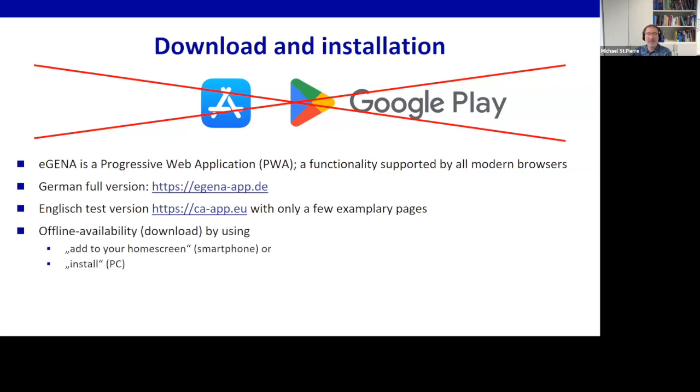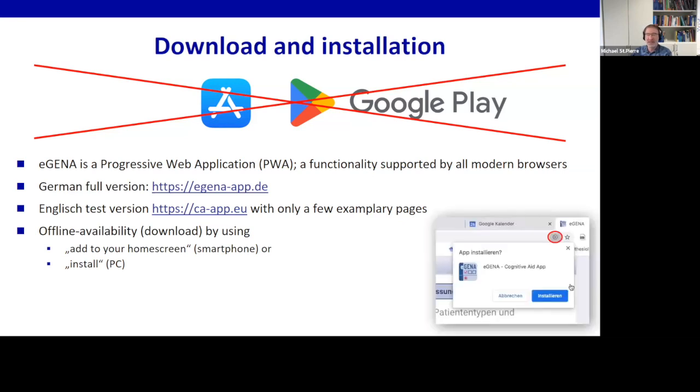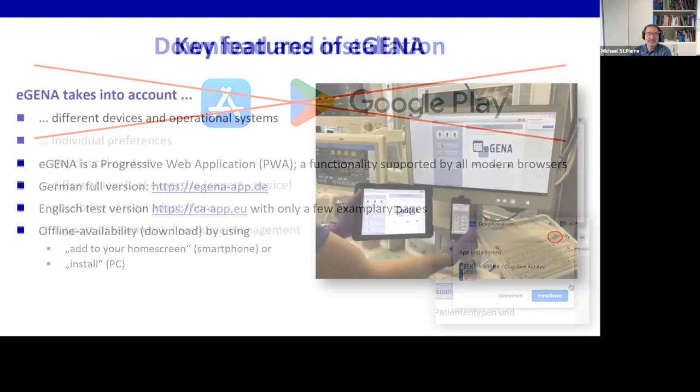Okay, and the nice thing is, I don't know whether you have already installed a progressive web app. You open it for the first time, then the browser appears, and then you add it to your home screen or install it on the PC with this command, and then you have it on your desktop or on your home screen. And the next time you open it, it looks the same, but it no longer has this browser column.